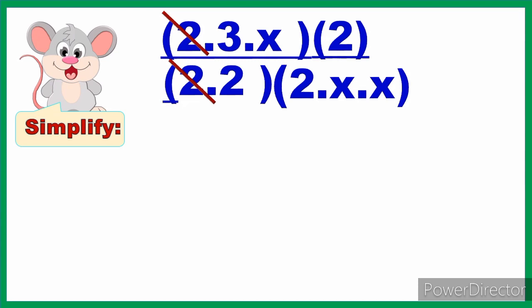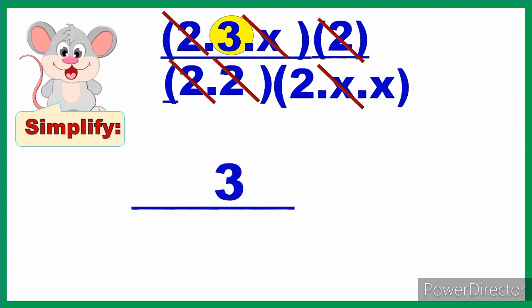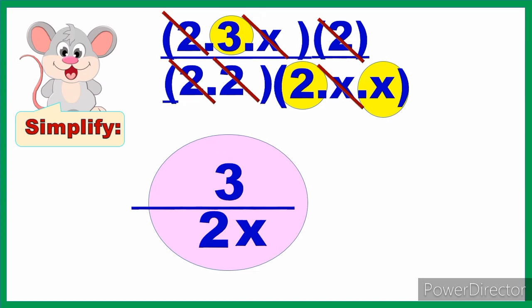So, we cancel 2. Then, we cancel x. We cancel another 2. Okay, and then kung ano yung natitira, yun yung i-rewrite natin. Sa numerator, ang natitira is 3. So, sa denominator, ang natitira is 2 and then x. Therefore, the final answer is 3 over 2x. Okay, hindi na natin siya ilo-lowest term since wala silang common factor.